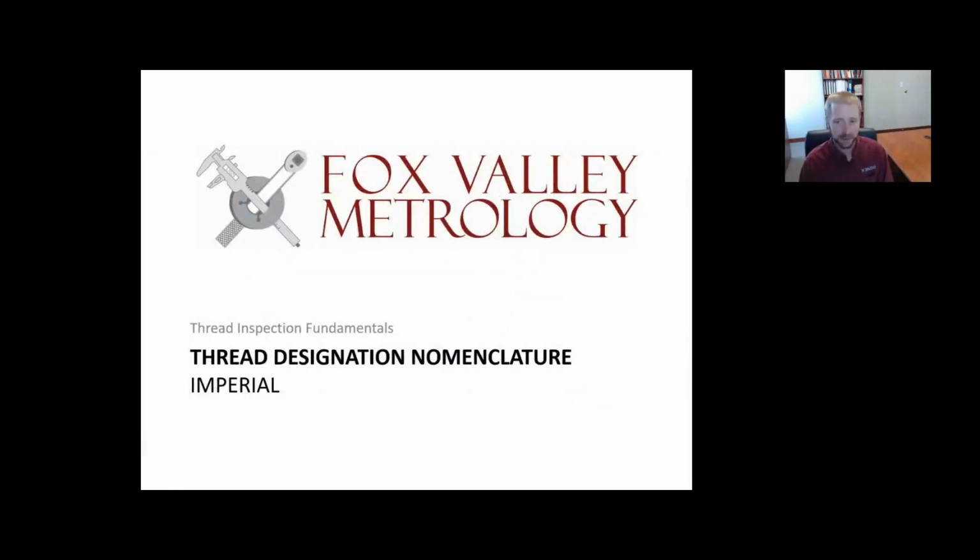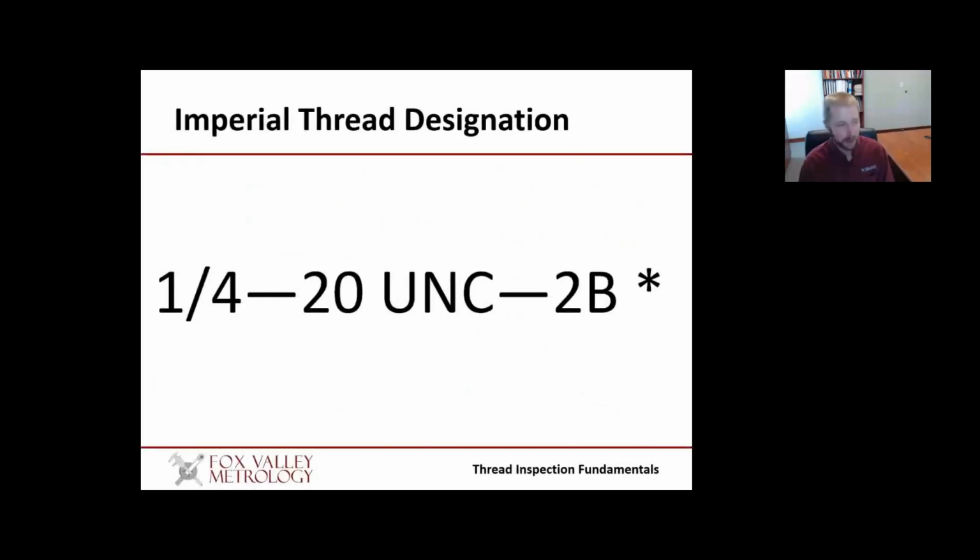So let's go ahead and break down the imperial designation nomenclature system. You can see here a very common call out of what an imperial thread would look like, 1/4-20 UNC-2B. So let's break down each one of those things individually.